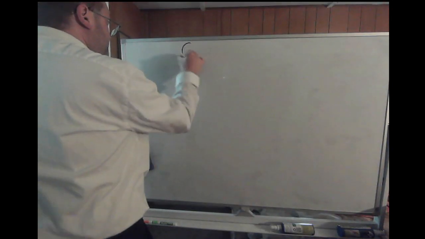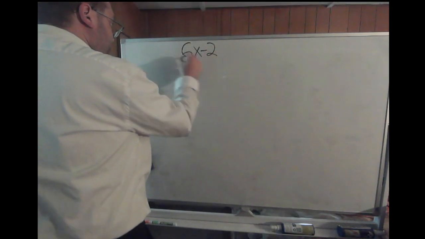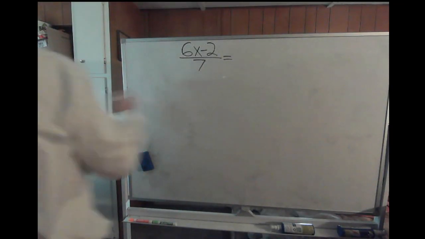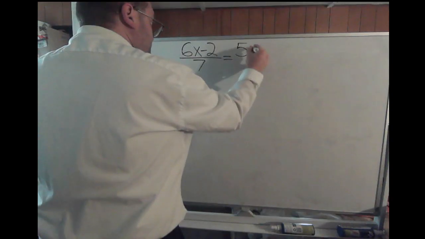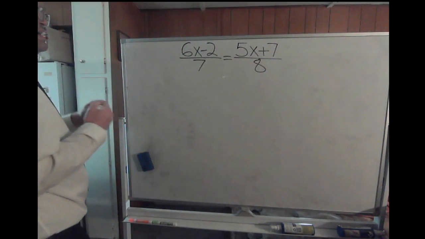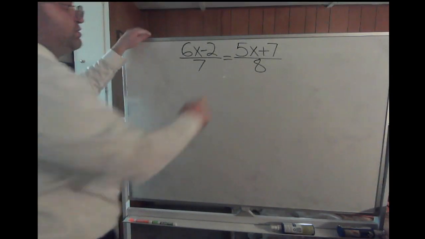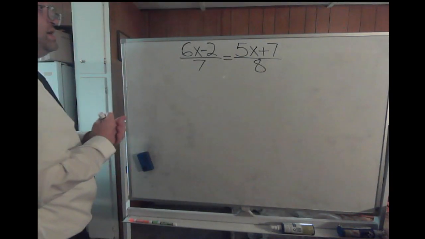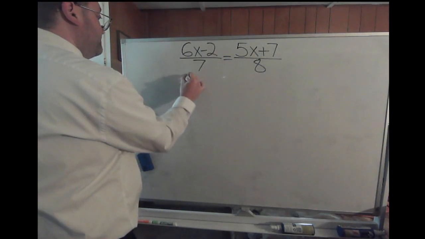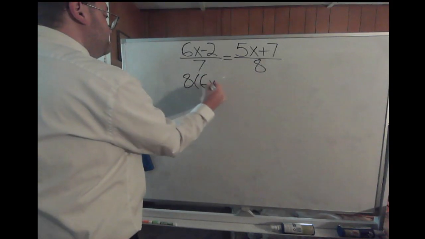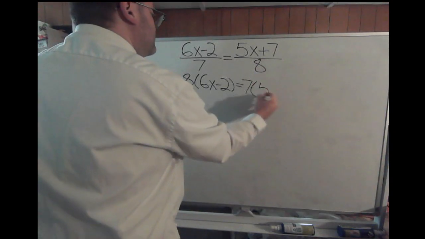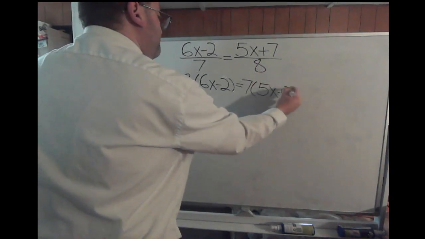Alright, let's see here. 6x minus 2 all over 7 is equal to 5x plus 7 all over 8. So we have 6x minus 2 all over 7 is equal to 5x plus 7 all over 8. Well, let's take the cross products. 8 times 6x minus 2 is what you would get for the first one. 8 times 6x minus 2 is equal to 7 times 5x plus 7.